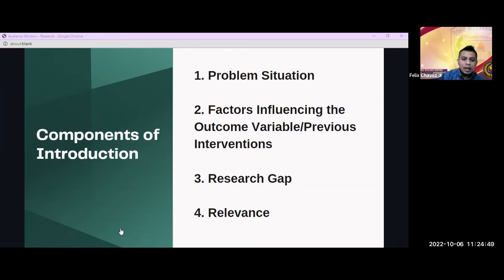So how do we frame the introduction utilizing these four important components? I'll give an example.